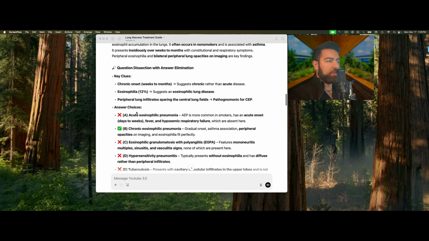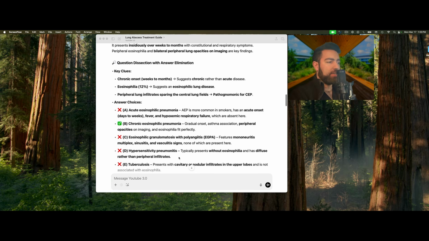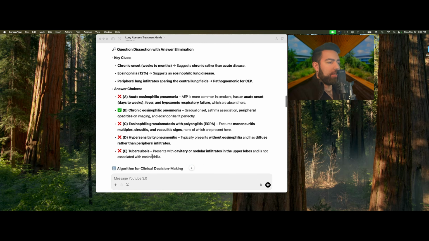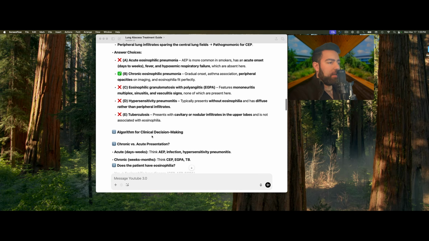So this is how the boards are gonna test these questions, is based on the way the infiltrates are and how they commonly present. Tuberculosis, that would be cavitary or nodular infiltrates and not associated with eosinophilia commonly. And then looking at clinical decision making, again, understanding the onset: is it days to weeks, weeks to months? Any differential diagnosis is equal to localization times time course, which is a very good way to think about things.